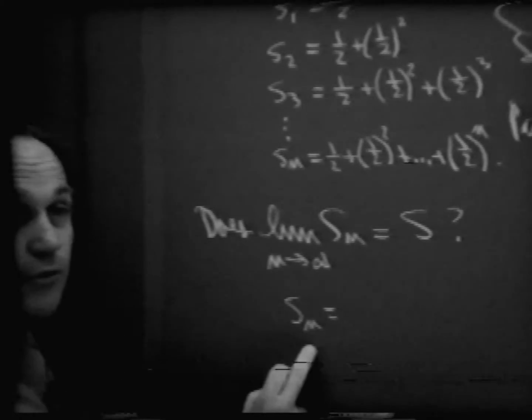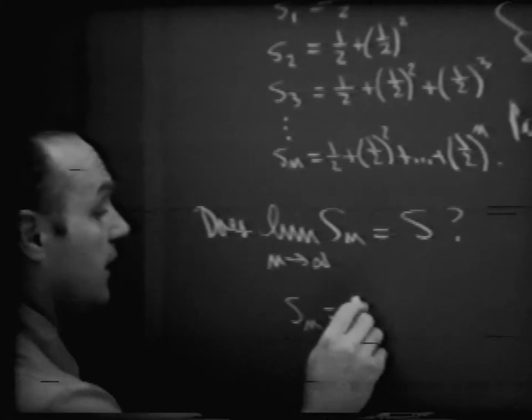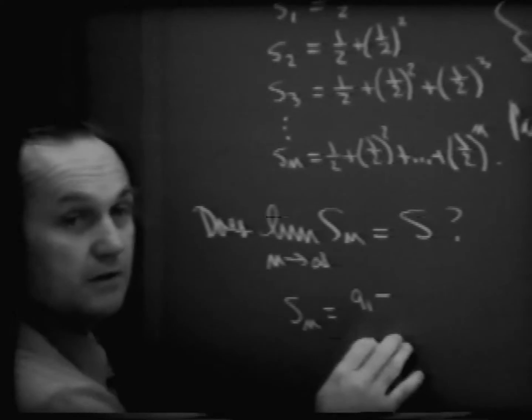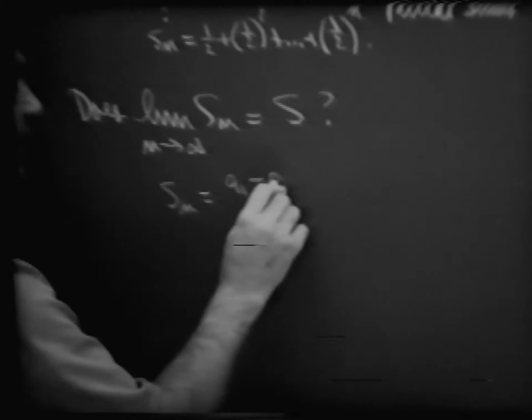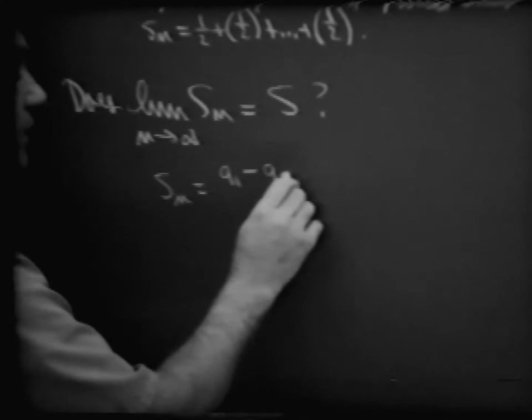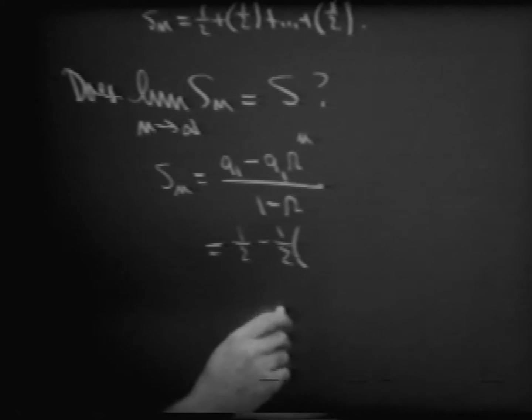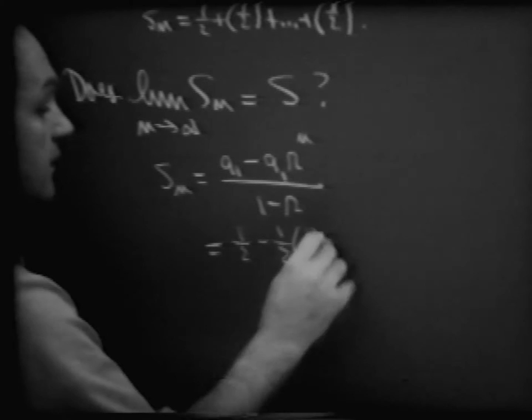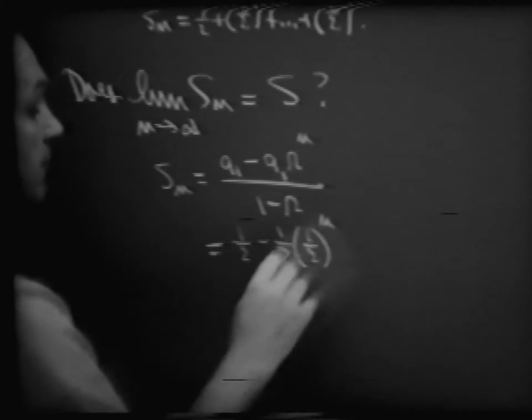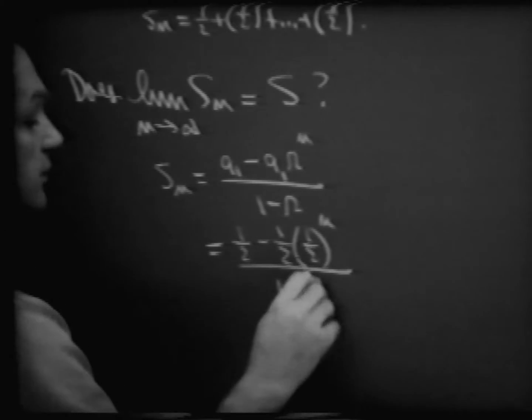So what's our formula for S sub n? The general term is A sub 1 minus A sub 1 times r to the n, all over 1 minus r. Let's make our substitution. A sub 1 in our example here is 1/2, minus 1/2 times r. Our number r is 1/2, and this is all raised to the nth power, divided by 1 minus 1/2.